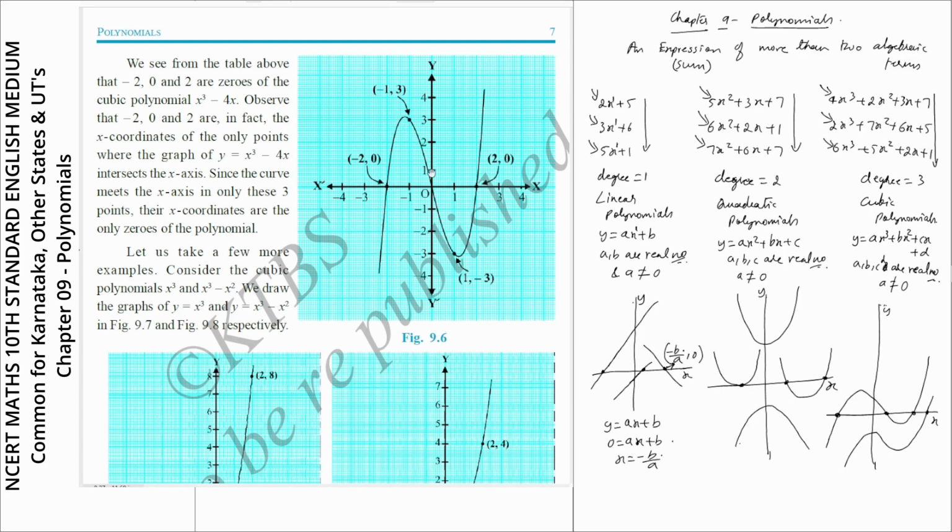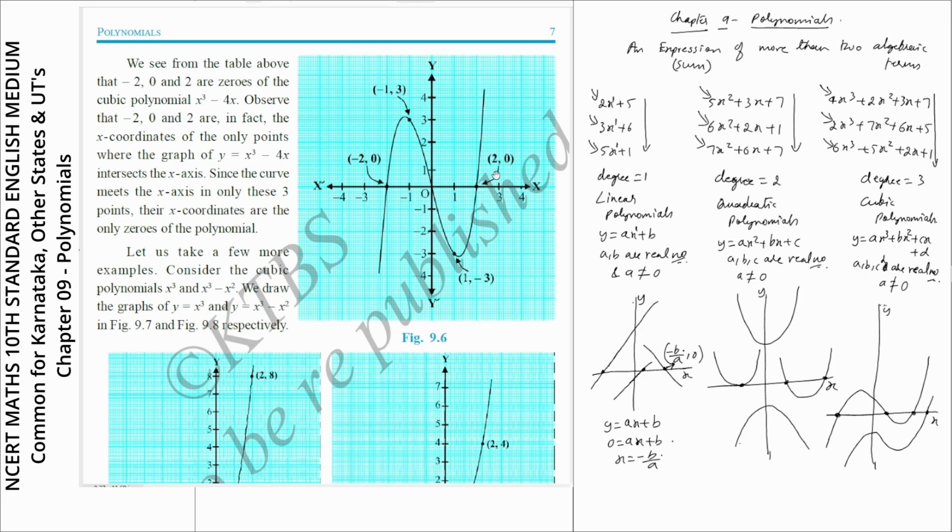Now you can see this cubic polynomial intersects the x-axis at 3 points. This is the first point, this is the second point, this is the third point. Therefore the number of zeros of this cubic polynomial is 3, because it is intersecting the x-axis at 3 points. And the first zero is minus 2, the second zero is 0, and the third zero is 2.